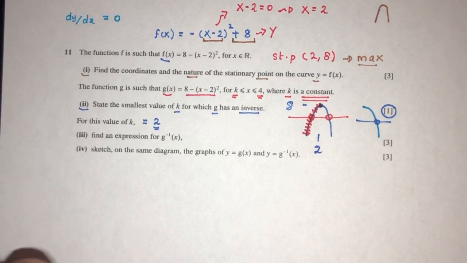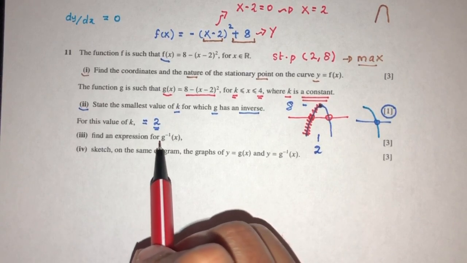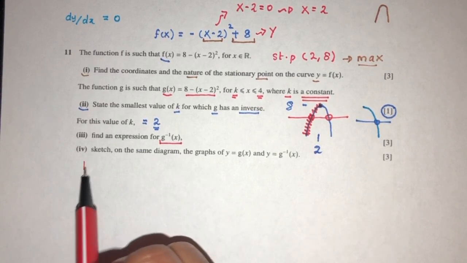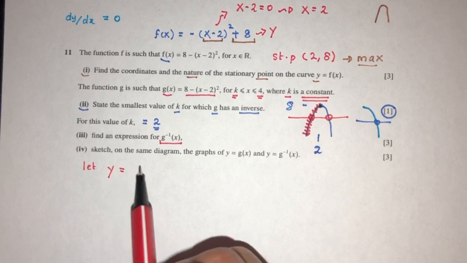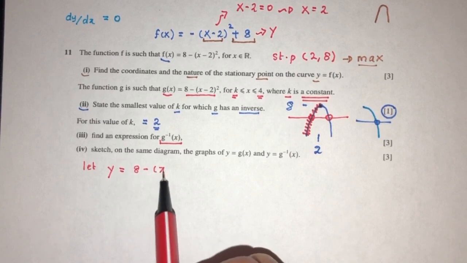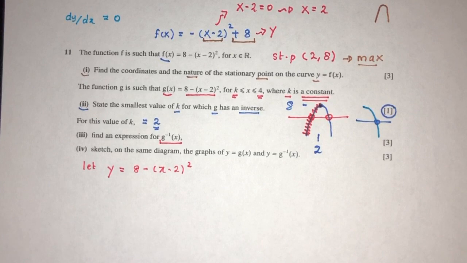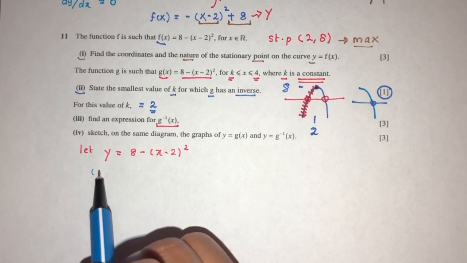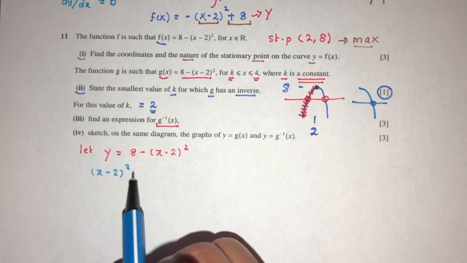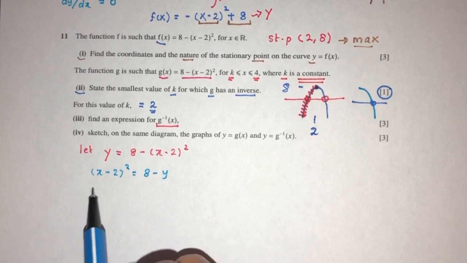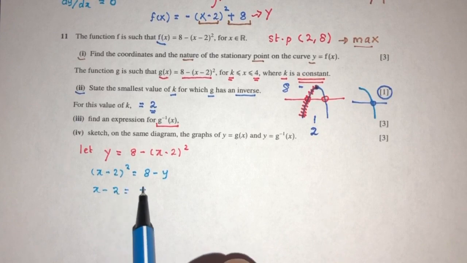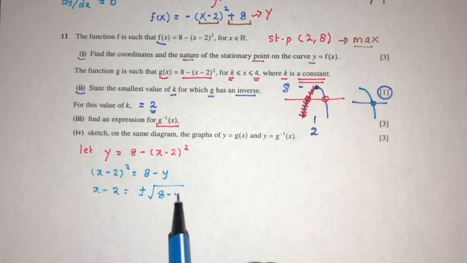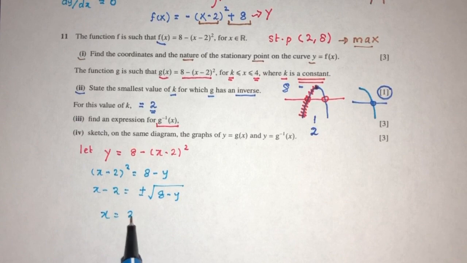Okay. Now let's move on to part 3. Find an expression for g inverse of x. So let y equal to g of x. That will be 8 minus (x minus 2) squared. Now we have to rearrange and try to make x become the subject. So you will have (x minus 2) squared is equal to 8 minus y. x minus 2 should be plus minus root of 8 minus y. So finally x will be 2 plus minus root of 8 minus y.